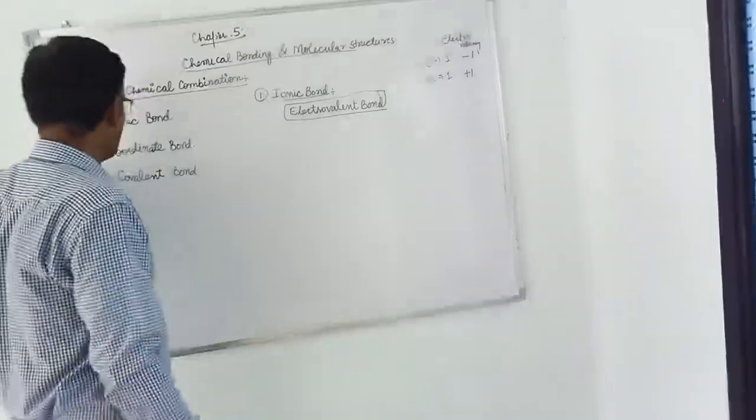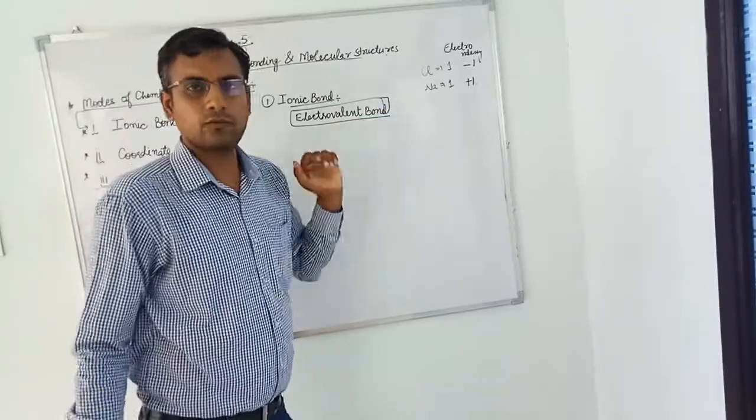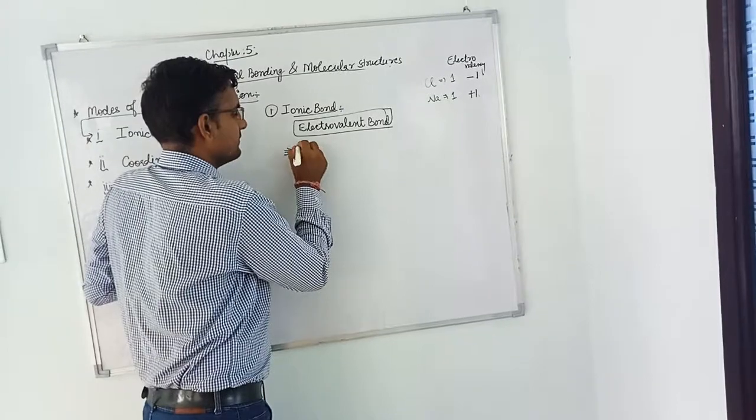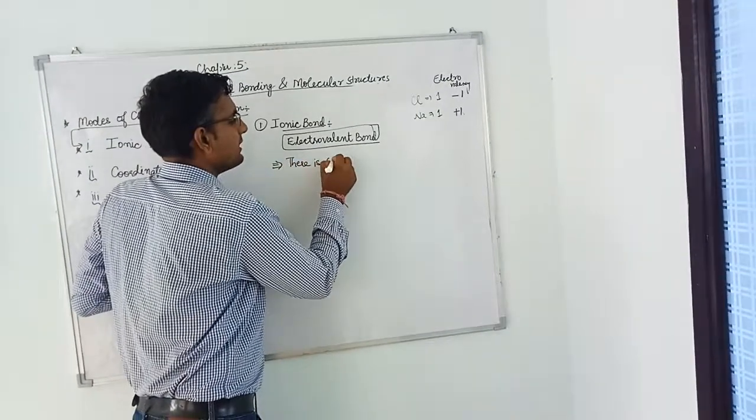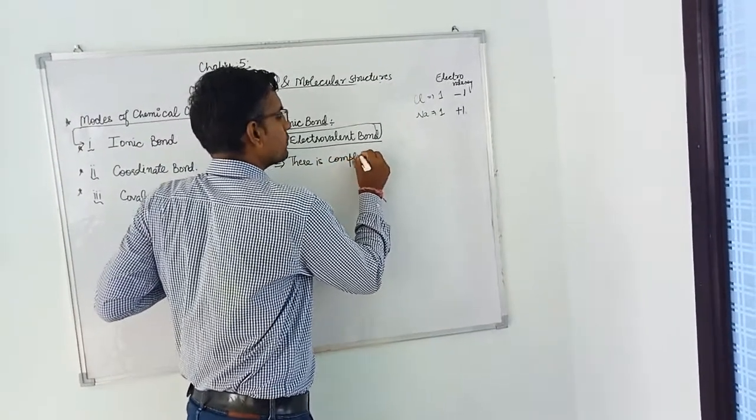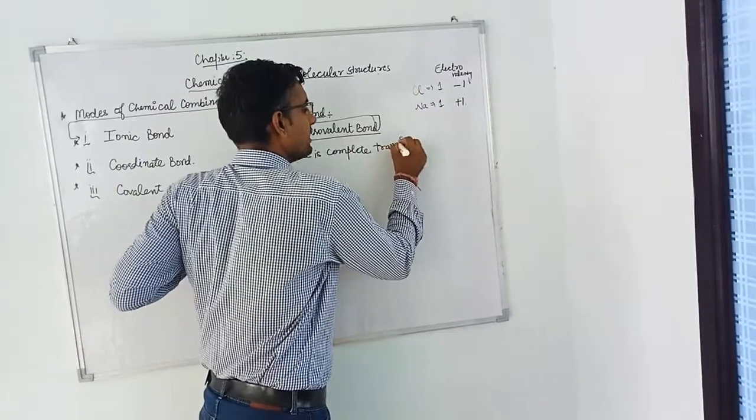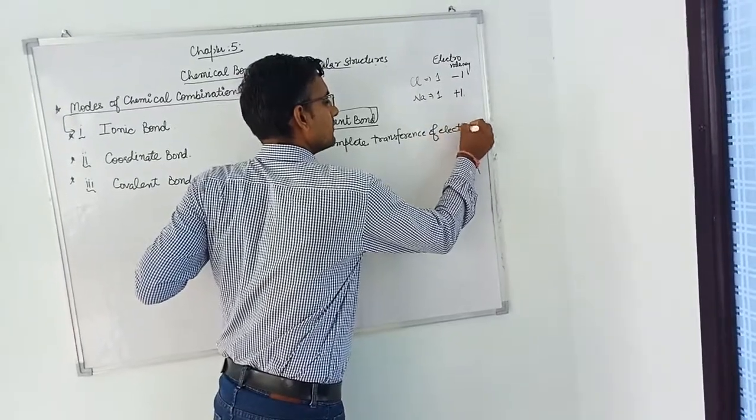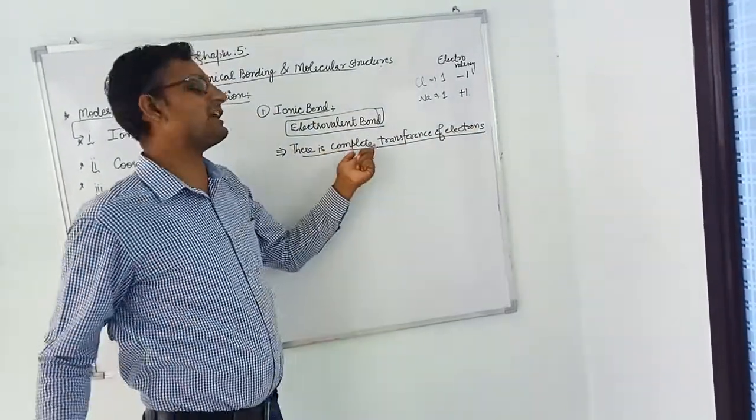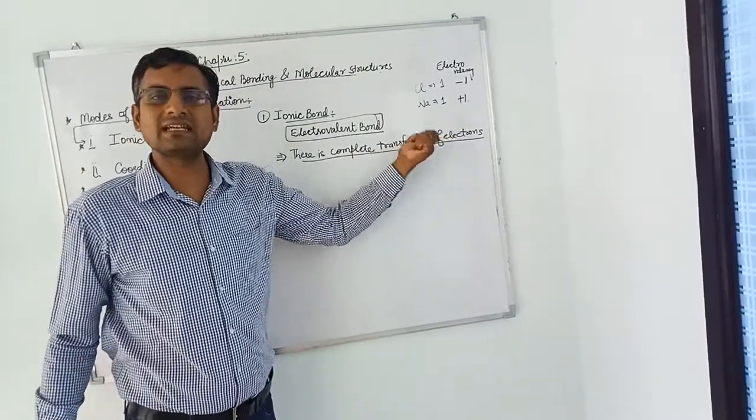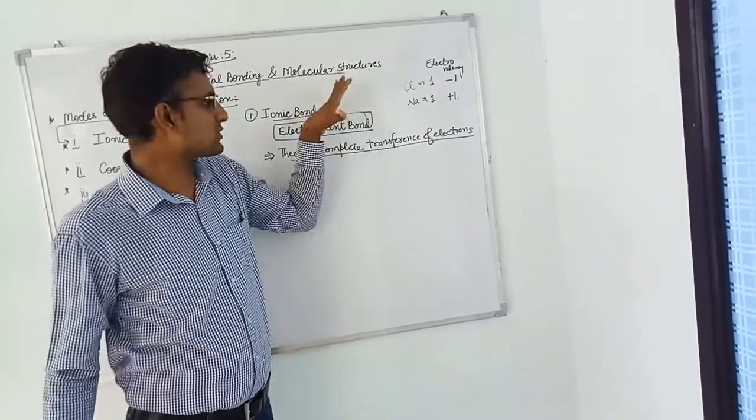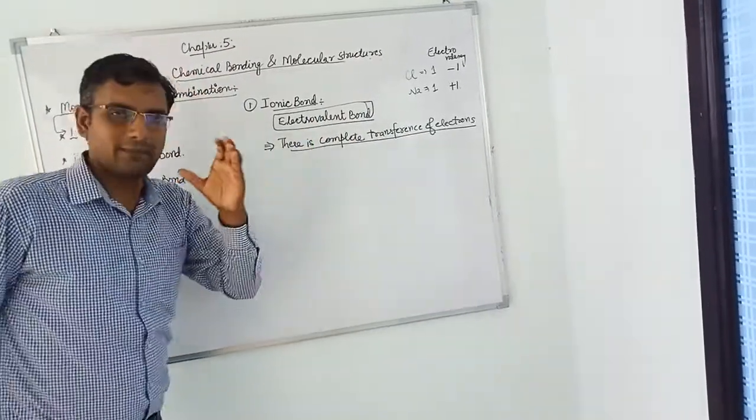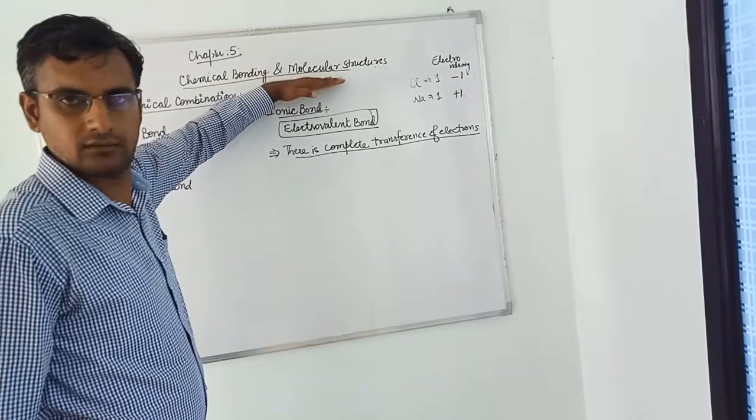So the ionic bond, also called the electrovalent bond, is formed where there is complete transference of electrons. Where complete transference of electrons takes place, an ionic bond is formed. You have also studied it in the lower classes, but just have a recall, recapitulate all the things so that our base becomes strong for understanding this chapter.